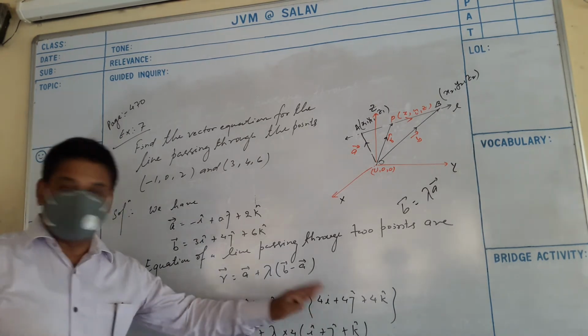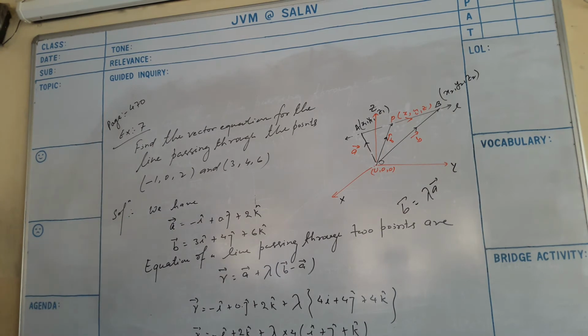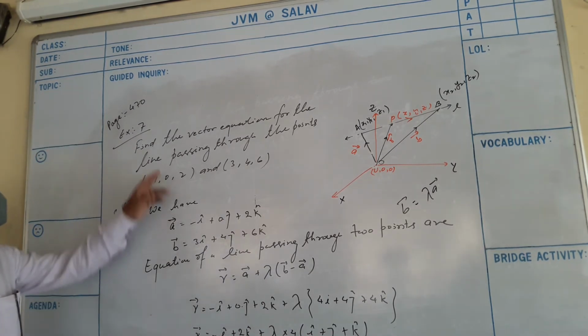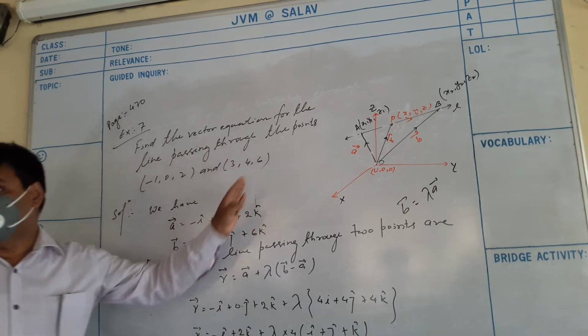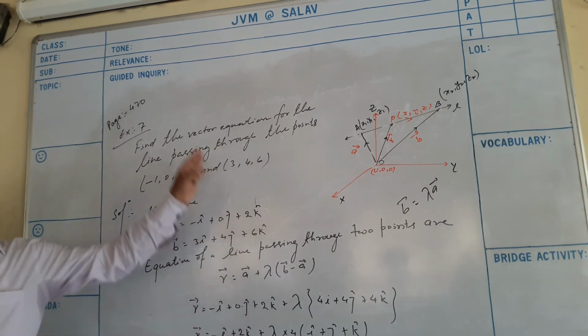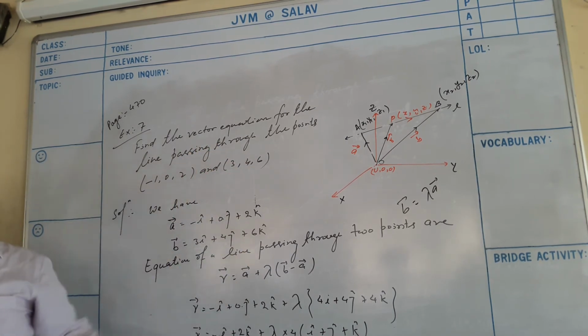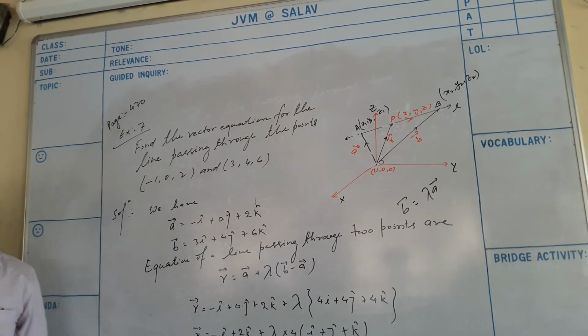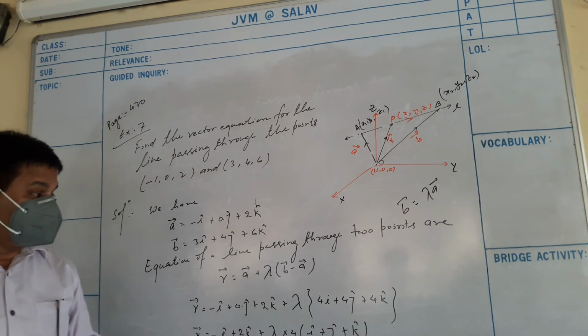Okay, what is the answer? Now convert into Cartesian form. Convert, or use the formula. If asked to reduce, find the vector equation of the line. Only the vector equation is asked here, not the Cartesian. If you want to convert, then you can. I have to convert here.